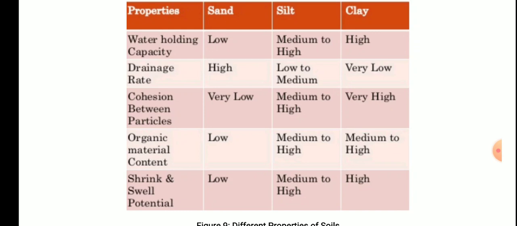Organic material content: in sandy soil it is low, in silt soil it is medium to high, and in clay it is also medium to high. Shrink and swell potential: in sand it is low, in silt it is medium to high, and in clay it is high. So these are the different properties of soils.